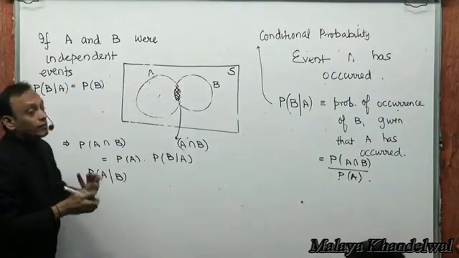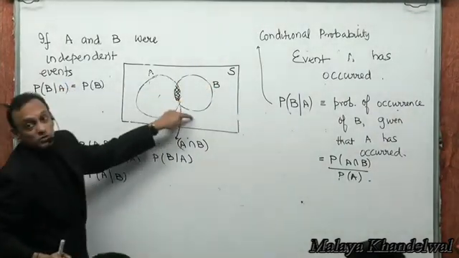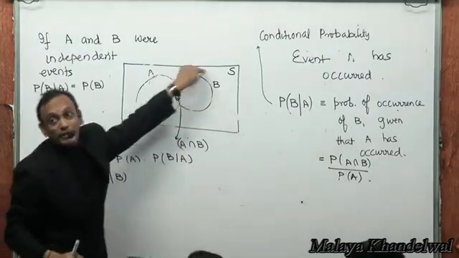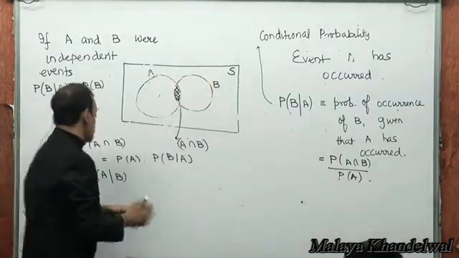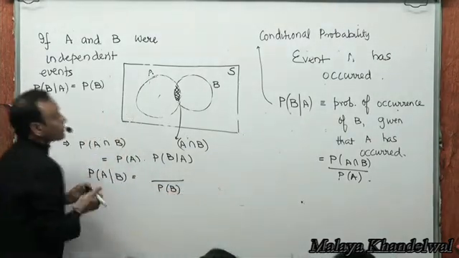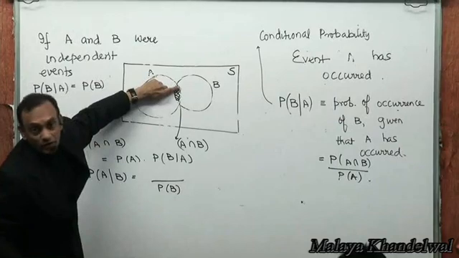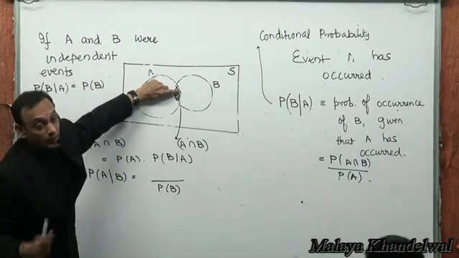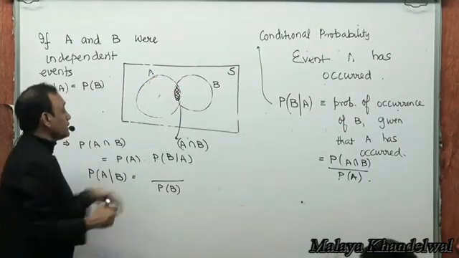Well, this becomes my new sample space. So this will be my denominator. Probability of B will be my denominator in this case, right? And this then would be my favorable region, which will be proportional to A intersection B, right?